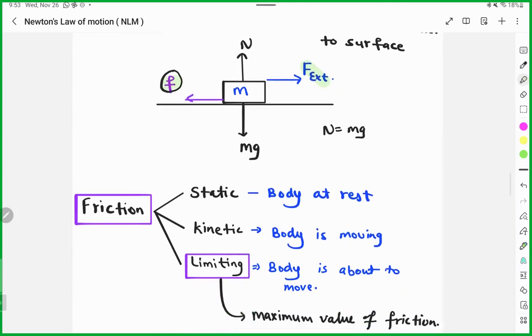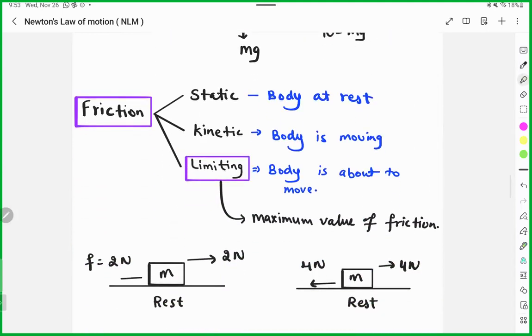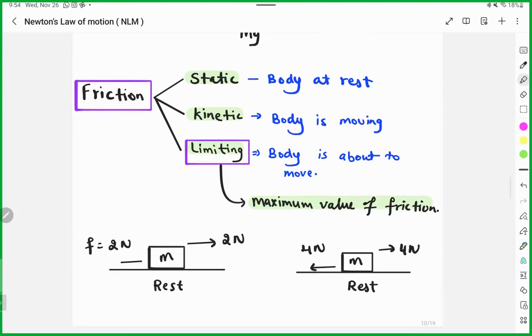Any doubt? Friction occur in three situations. Static friction when body at rest, kinetic friction when body is moving, and limiting friction means maximum friction when body is about to move, then there will be maximum friction. So if question asks which is the maximum friction, static, kinetic, limiting, definitely limiting is the maximum, then static, and then kinetic. Okay. So if you compare this value, then limiting is maximum, then static, and in the end kinetic.